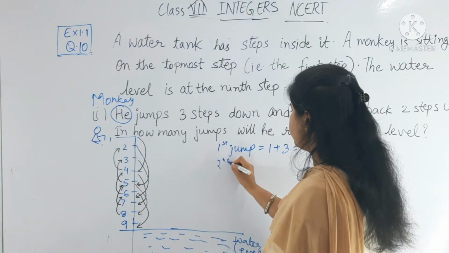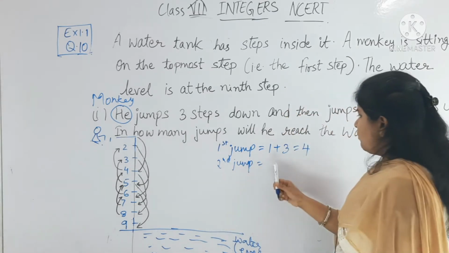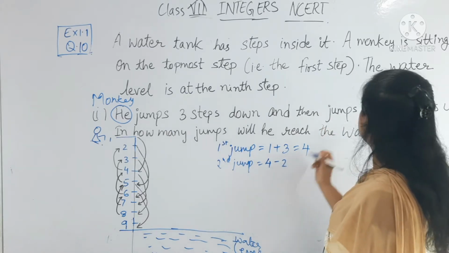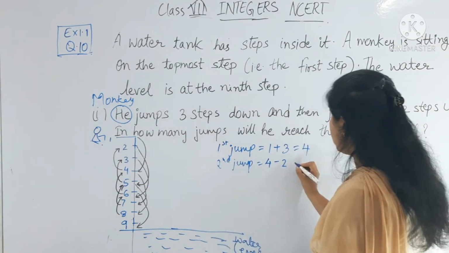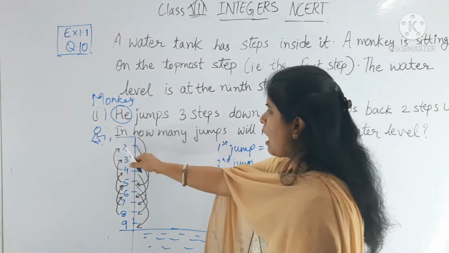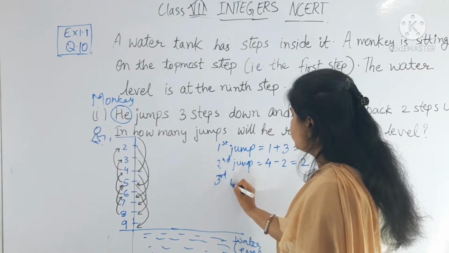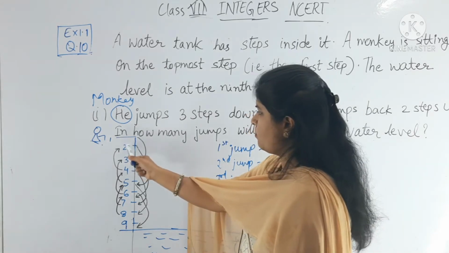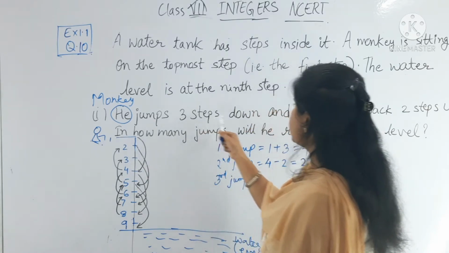So in the second jump, where will he go? 4 minus 2, he jumps back two steps up. So from the 4 we go 2 steps up. 4 minus 2 is 2. So now the monkey is here. Now in the third jump, where will he go? From the second step he will go three steps down.